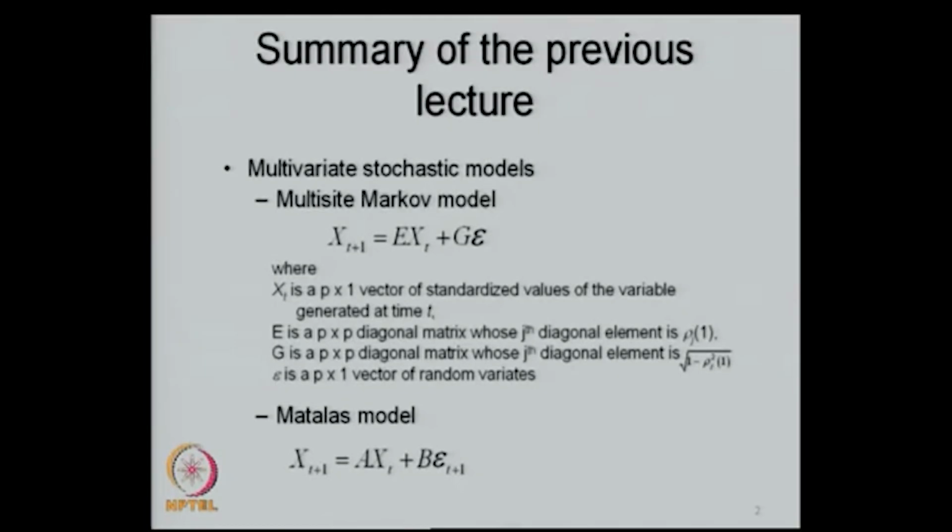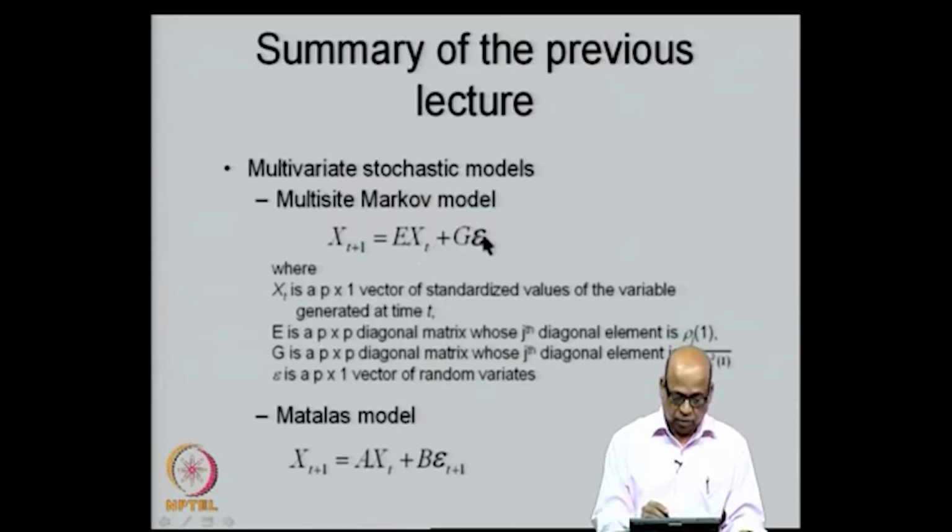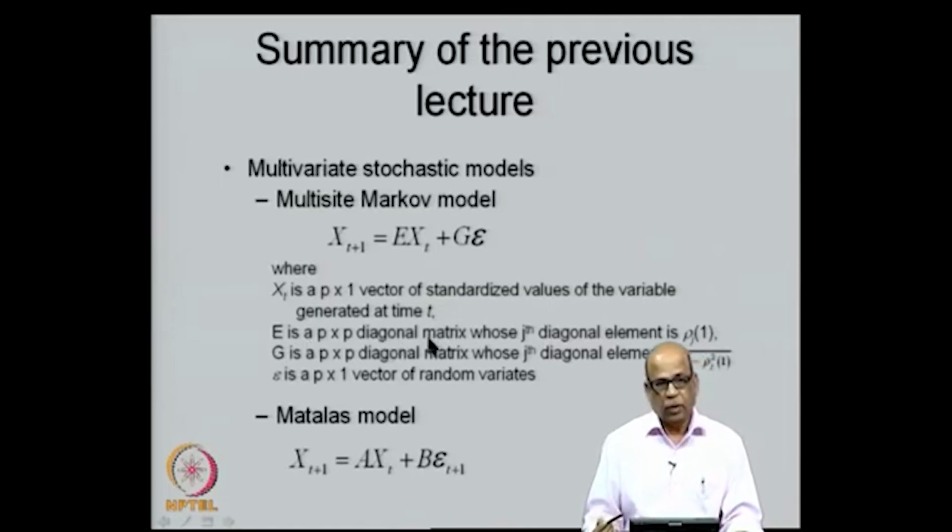The structure of the model looks like this: x t plus 1 is equal to E x t plus g into epsilon. Now, this is the multi-site Markov model that we have discussed in the previous class. Remember, E is not the expectation here, it is a p by p diagonal matrix, and x t is the p by 1 vectors, p is the number of sites.